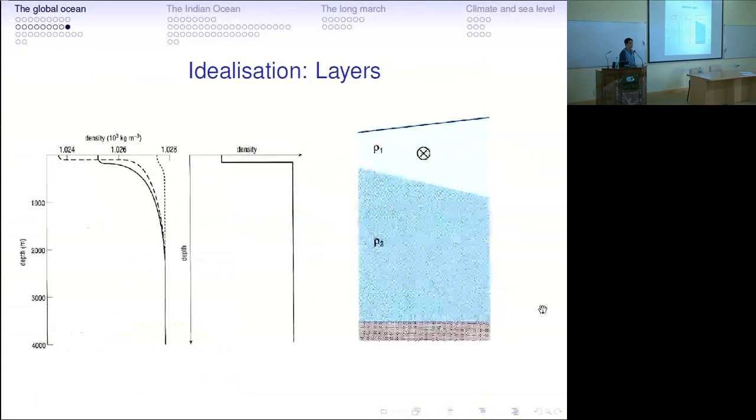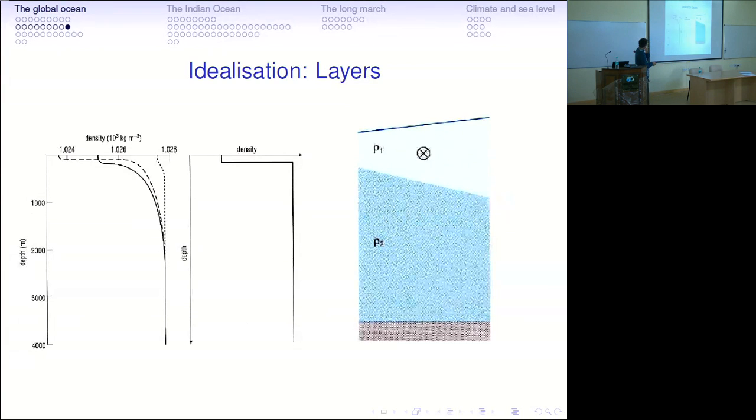The answer lies in the same old thing, stratification. If you look at a typical density profile in the oceans, this short dashed line is what you find in the polar regions. What you see here is the tropics, and then you have the mid-latitudes. So this is the tropics and this is the mid-latitudes.